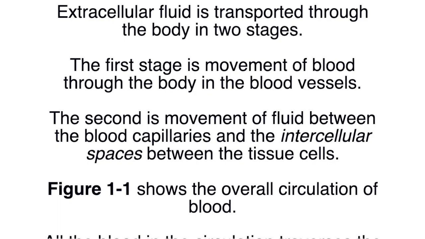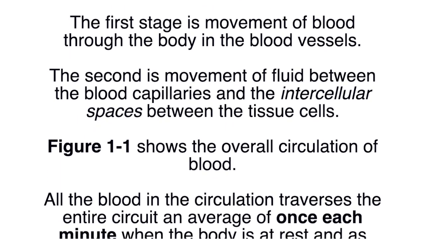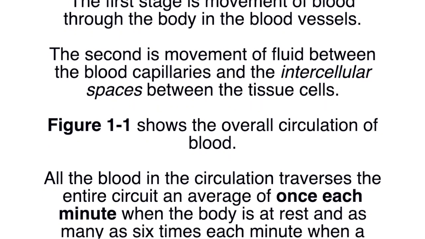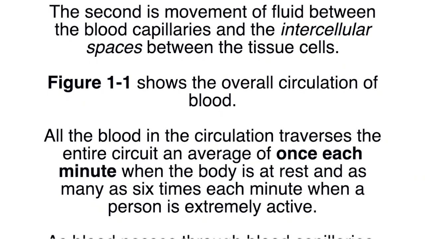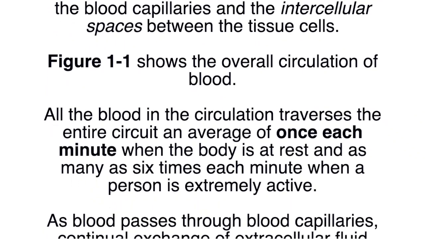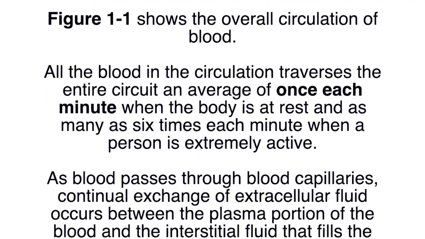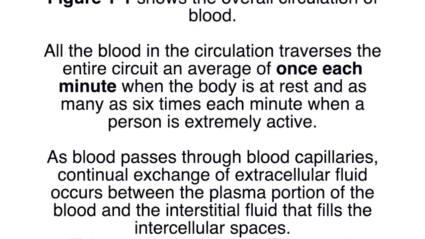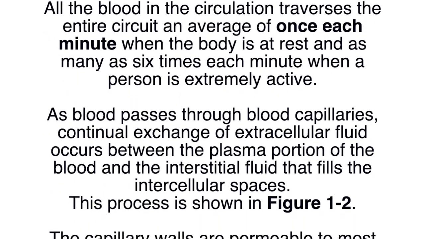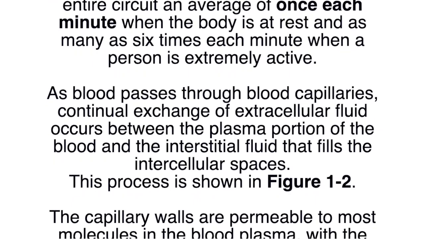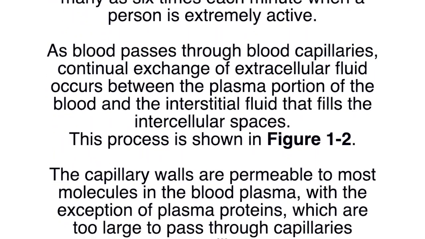All the blood in the circulation traverses the entire circuit an average of once each minute when the body is at rest, and as many as 6 times each minute when a person is extremely active. As blood passes through blood capillaries, continual exchange of extracellular fluid occurs between the plasma portion of the blood and the interstitial fluid that fills the intercellular spaces. This process is shown in figure 1.2.